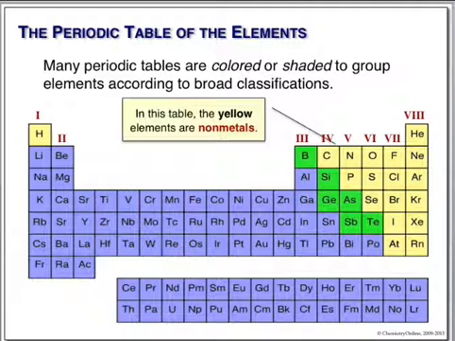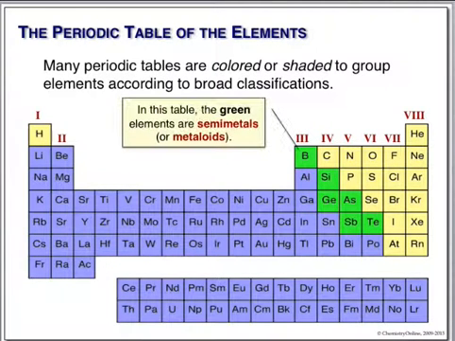Now here, at the border, we have a group that are called the semimetals. These are the semiconductors. So they're sort of like metals and sort of like nonmetals. Semiconductors, they're also called metalloids. Boron, silicon, germanium, arsenic, antimony, and tellurium. These are the classic ones.